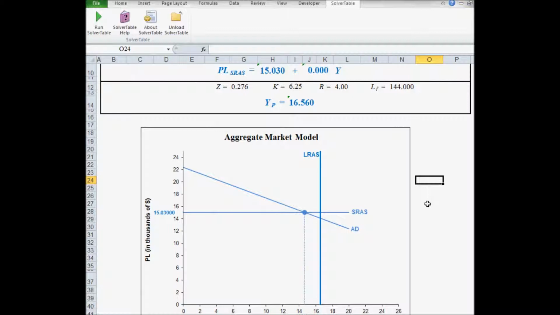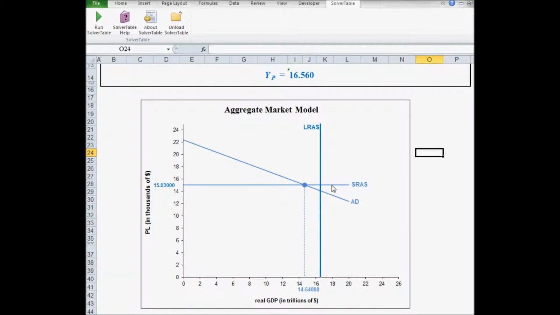In the diagram below, with short-run aggregate supply having no slope, in the short run, wages and prices are sticky. The short-run aggregate supply and the aggregate demand curve intersect at a point that's to the left of long-run aggregate supply, or potential GDP. GDP is determined at that intersection. So GDP is 14.64.